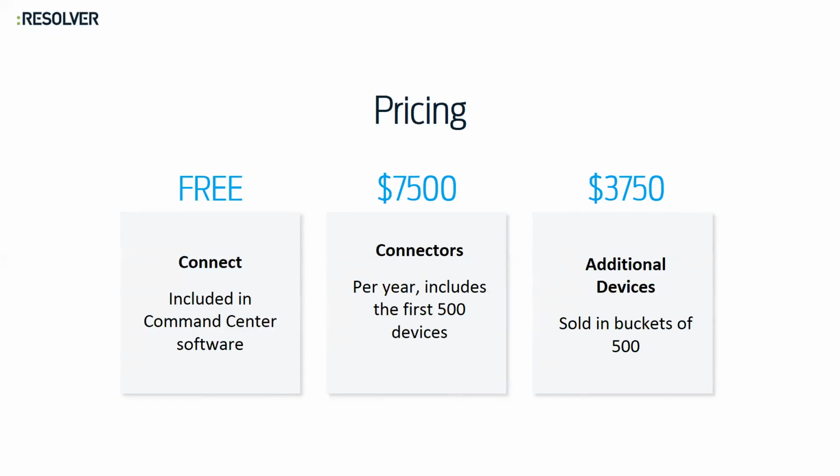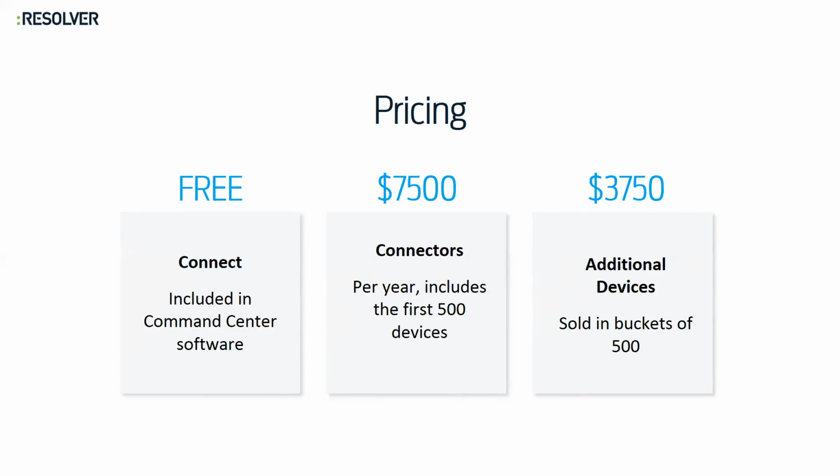So the way we do it is when you have dispatch 5.0, Connect is included. We give you Connect. Connect is not something that you have to buy. The engine is behind the scenes. You get that included in your command center software pack. What we do charge for are the individual connectors that you have to connect to, and then individual devices that have to connect. So the base price is $7,500 a year per connector.